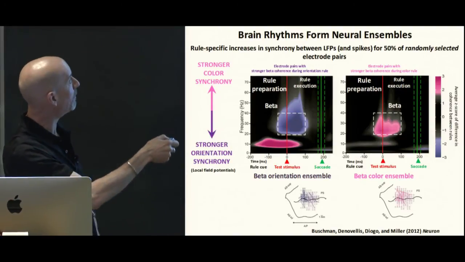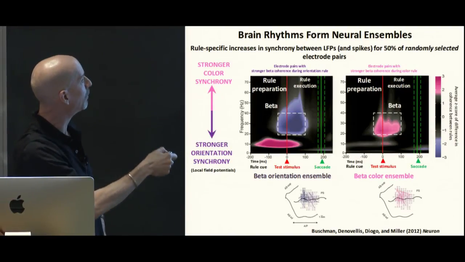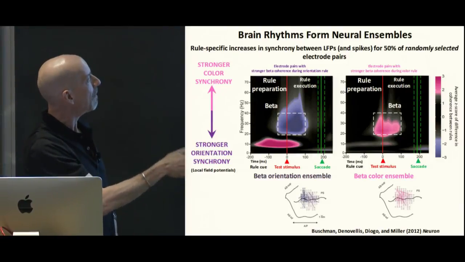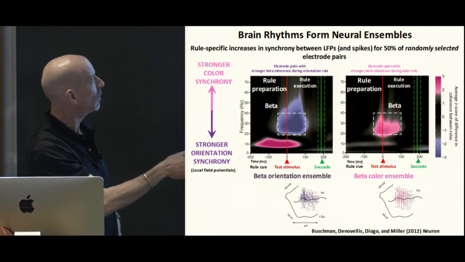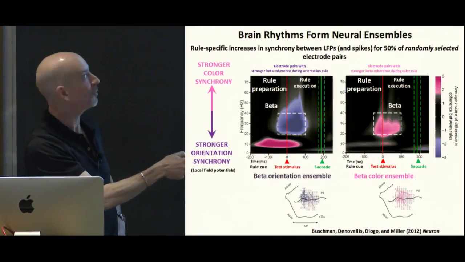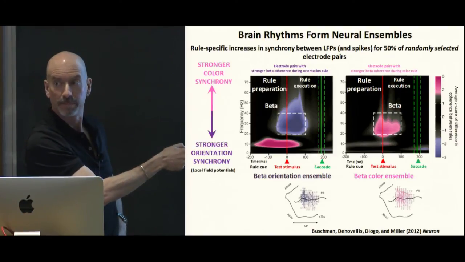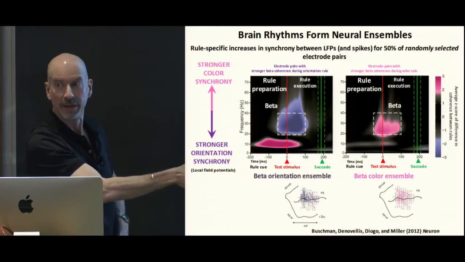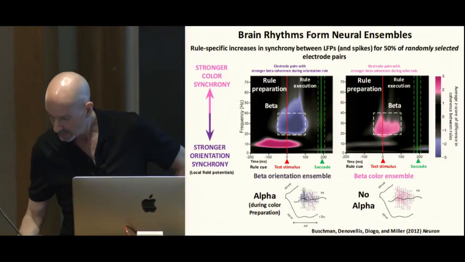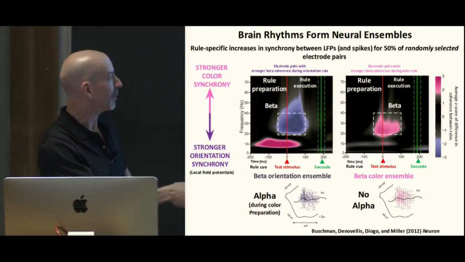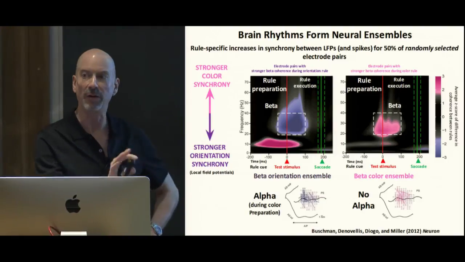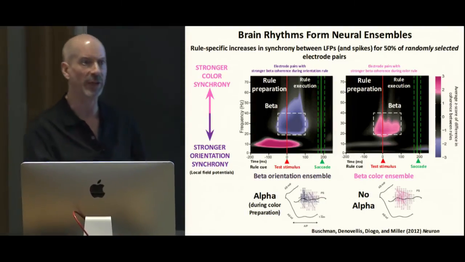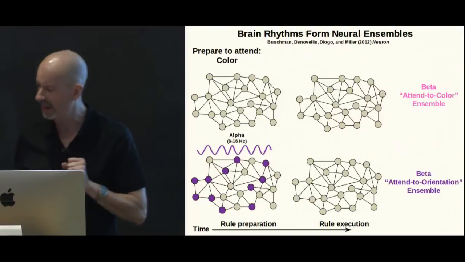If you look at the color here, remember pink is stronger color synchrony, blue is stronger orientation synchrony. The beta-defined orientation ensemble showed alpha in the preparation period, but only did so when the monkey was about to do the other modality, color. Okay? So the orientation ensemble showed alpha synchrony when the monkey was getting ready to not do orientation, but do the other thing, color. So alpha during color preparation in the beta ensemble, but no alpha at all in the color ensemble. Why is that? Why this asymmetry, and why would they show this opposite effect?